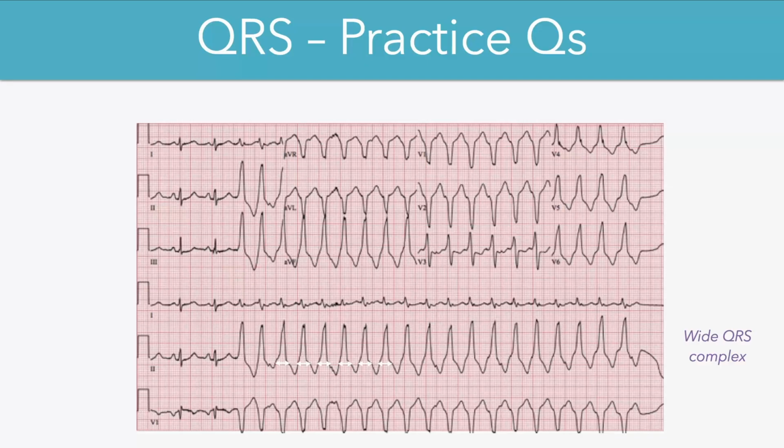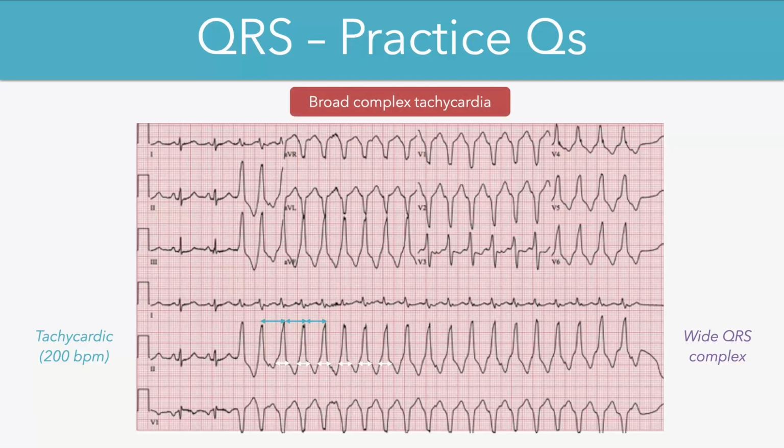Whenever we have a widened QRS, it's always important to calculate the rate and the rhythm alongside this. In this case, we can estimate the rate to be around 300 divided by 1.5 squares, which gives us a tachycardic rate of 200 beats per minute. We can also see that the pattern follows a regular rhythm. Combining these features together, we can say that this is a broad complex tachycardia.